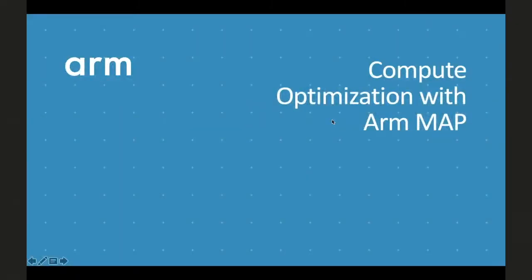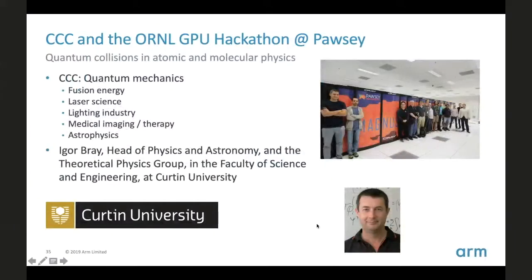So I want to show a few examples of where these tools were used in the real world and actually were helpful. The first is a result that came from an Oak Ridge GPU hackathon at the Pawsey Supercomputing Center. This was some work being done by Igor Bray, head of physics and astronomy at Curtin University. He has a code called CCC, which is a quantum mechanics code.